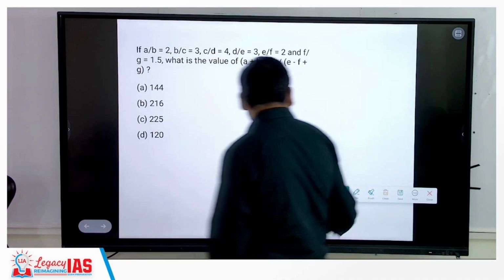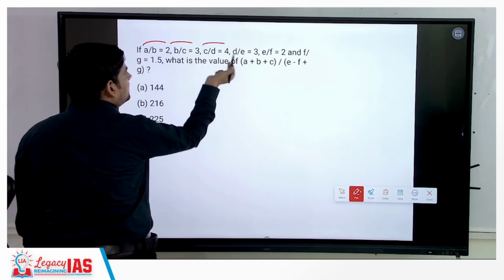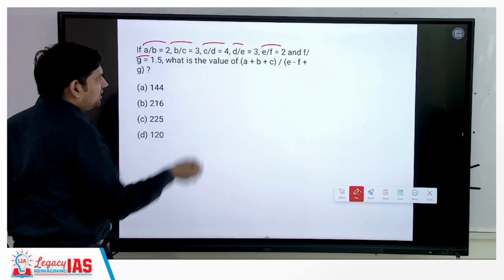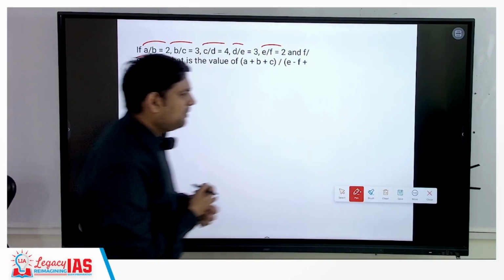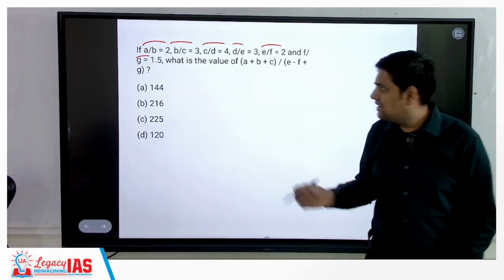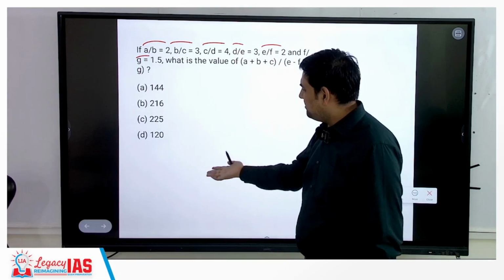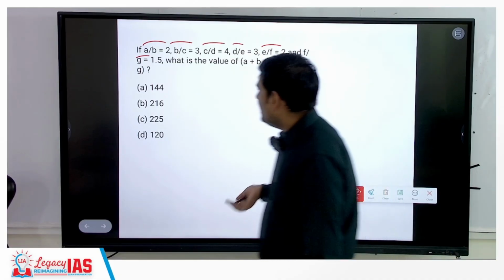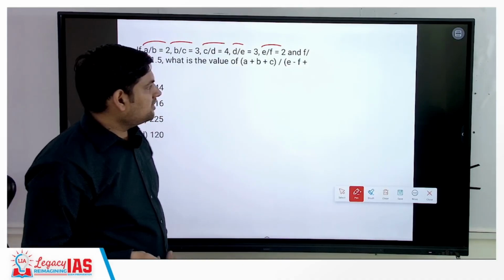Yeah. Next is this. A by B is equal to 2, B by C is equal to 3, C by D is this, E by F, F by G is equal to this. What is the value of this expression? Now see, there can be many ways of doing this. One is you write it in ratio form, A, B, then something big will come out and then you find it. Another easier, faster way to do it is using this.